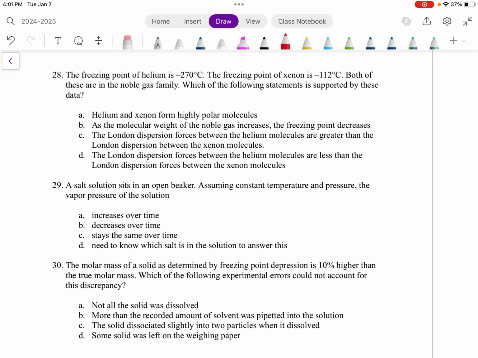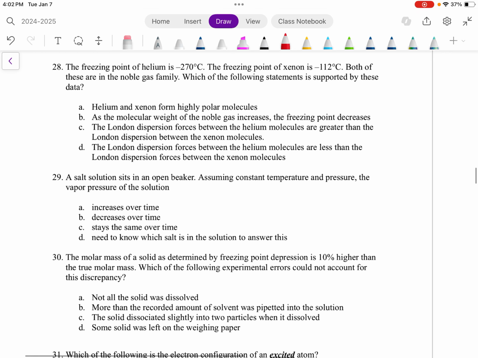28. So helium has a much lower freezing point than xenon, and they're both noble gases. Which statement is supported by this data? This is a good example of sometimes they say true statements, but they don't answer the question. Okay, so A, they form highly polar molecules. Definitely not true. Noble gases have very, very low electronegativity.